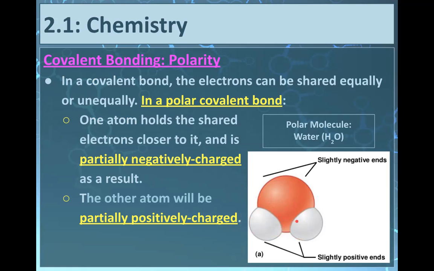And when you have two different water molecules, they'll form what are called hydrogen bonds or just polar attractions, where the negative end on one will be attracted to the positive end of the other. So this is essentially like a very weak ionic bond.